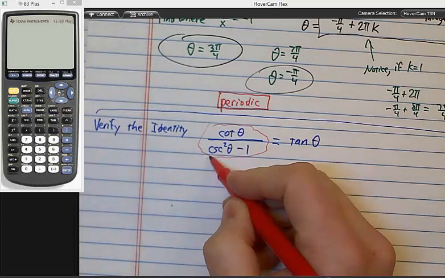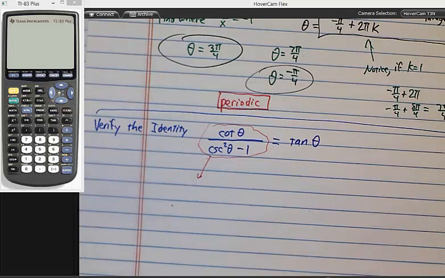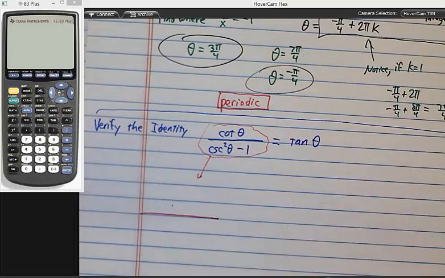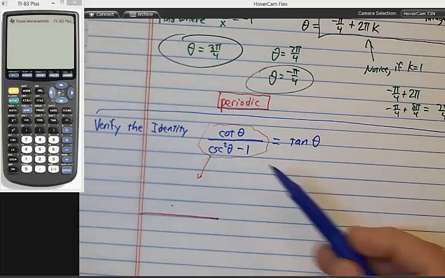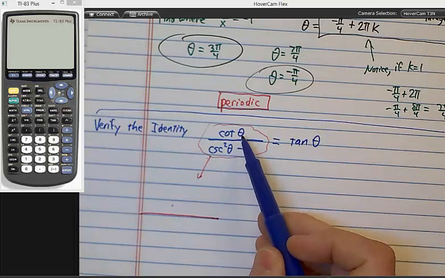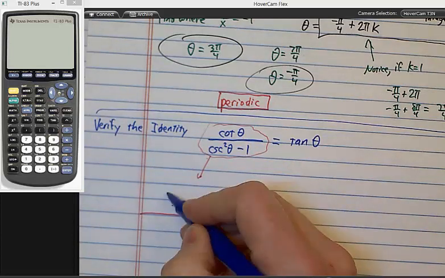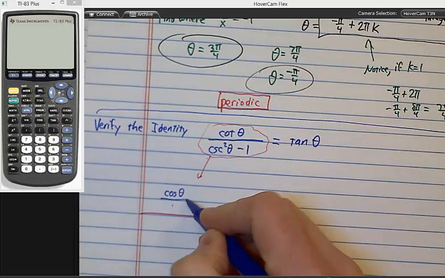What I'm going to say it equals is a fraction, and let me write the parts separately. First of all, cotangent of theta. What does that equal? Cosine over sine. So let's write cosine of theta over sine theta. That's my numerator.